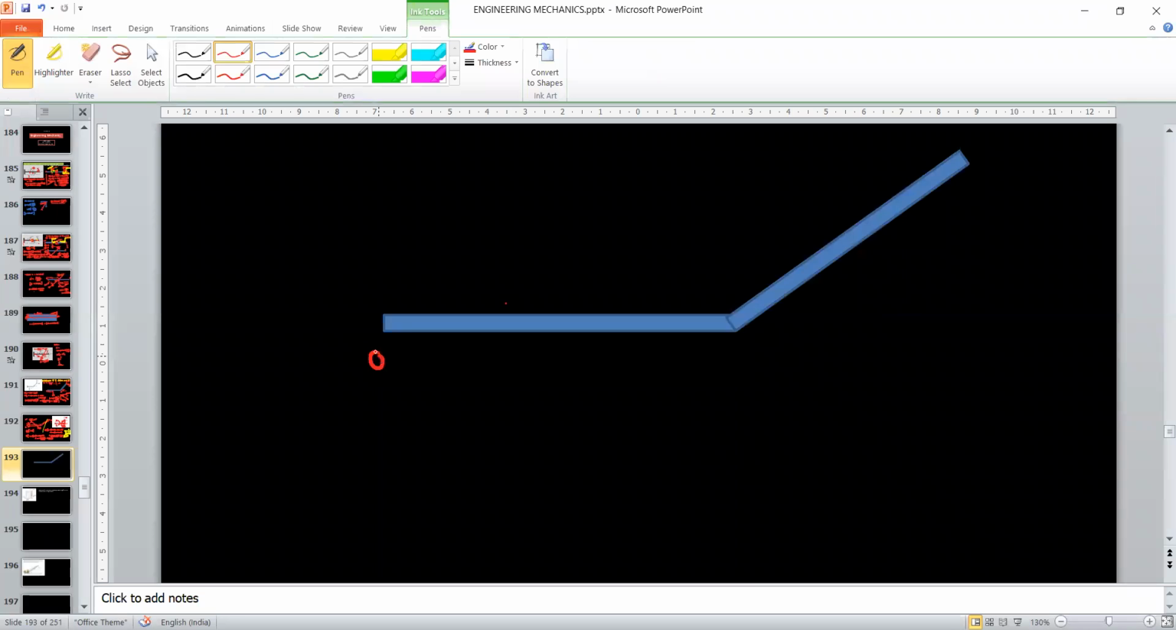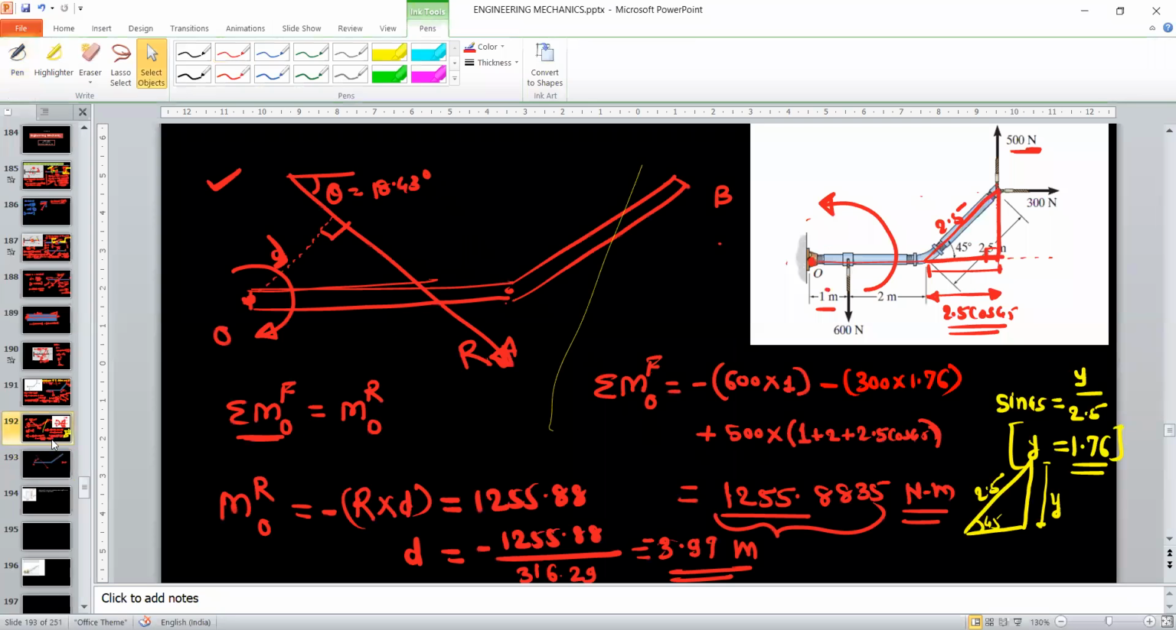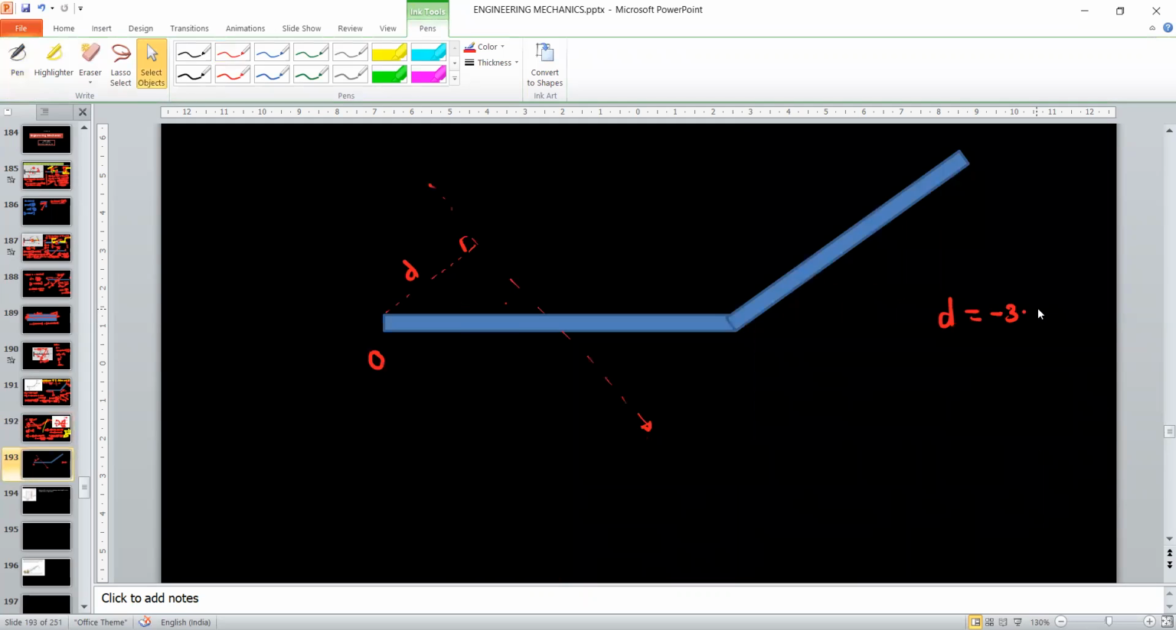So this was the point O, and initially we have assumed the resultant like this. Okay, and we assume the distance with respect to point O as d, which was the perpendicular distance. And by using the Varignon's theorem, we get the value of d, which is minus 3.97. Okay, so the negative sign means actually the resultant must be on the left side of the point O. So just try to correct the resultant position.